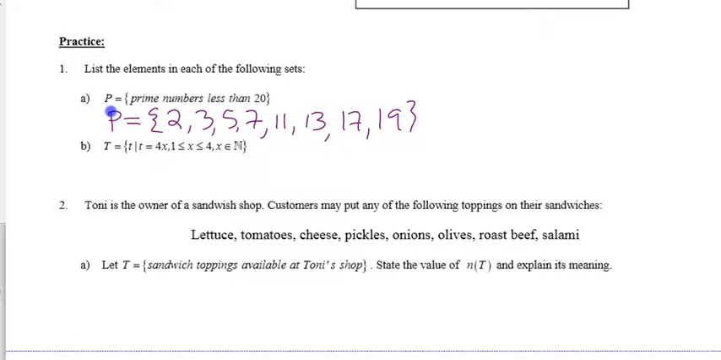So we're done. T is equal to the set of all T, such that T is equal to 4 times X, where X is between 1 and 4, and X belongs to the natural numbers. So what's T? That's a fancy way of saying multiples of 4, between 4 and 16. X is a natural number, counting numbers like 1, 2, 3, 4. So 4 times 1, 4 times 2, 4 times 3, and 4 times 4. Just a fancy way of saying all the multiples of 4 between 4 and 16.